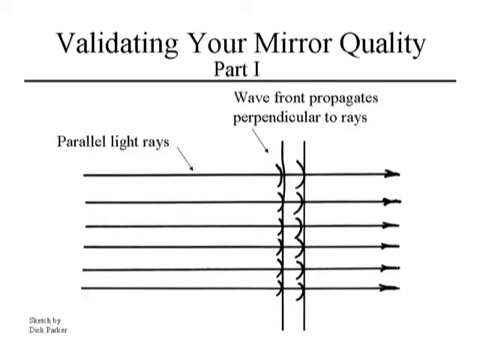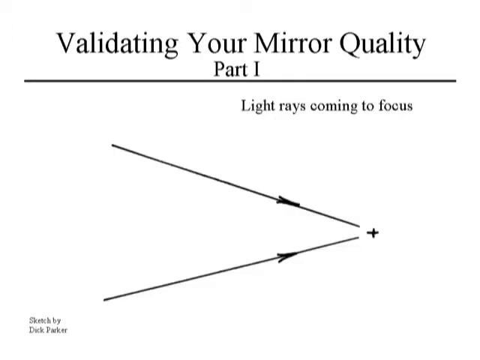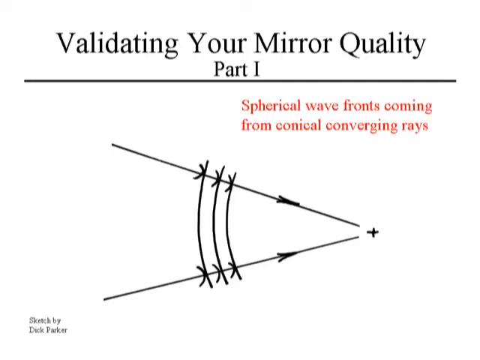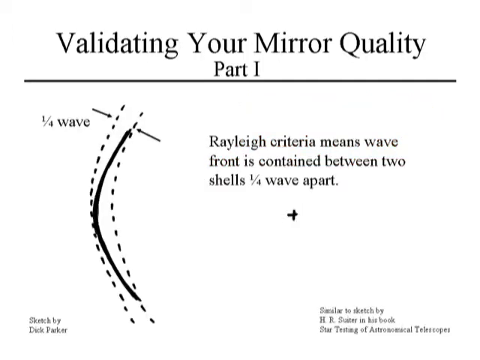What do we mean by optical path difference exceeding a quarter wave? Well, let's just try a little visualization here. You have light rays traveling here left to right, and it consists of pulses of photons going forward connected by wave fronts, and the front is generally considered perpendicular to the light ray. If you have light rays converging into a focus, then the wave fronts are going to be spherical shells converging as the light rays are conical. So imagine two spherical shells converging to a focus that are 1/4 wave apart.